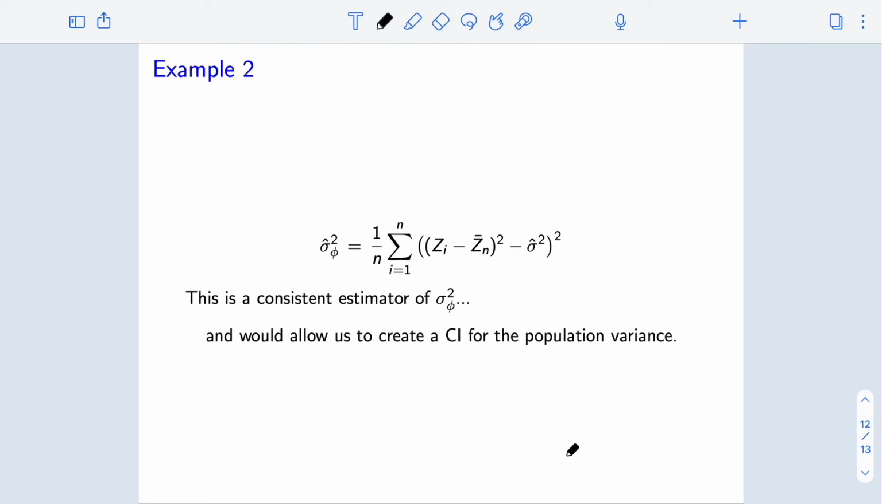I'm not going to go into detail here, although in this case, it's relatively straightforward to show that this estimator is consistent, that it does converge in probability to the variance of the influence function. And thus, if we take a square root, then the corresponding estimator will converge in probability to the standard deviation of the influence function. We can then take this and create, say, a 95% asymptotic confidence interval for the population variance, which was that original parameter of interest that we were engaging with.